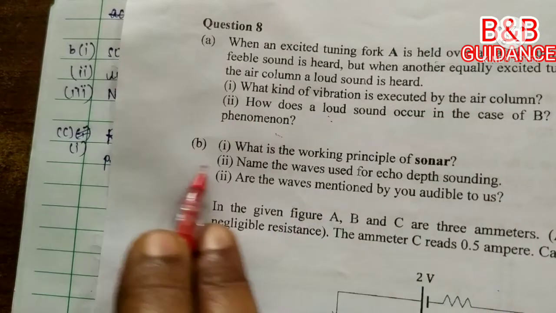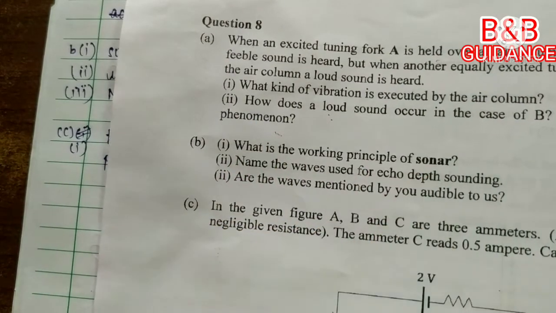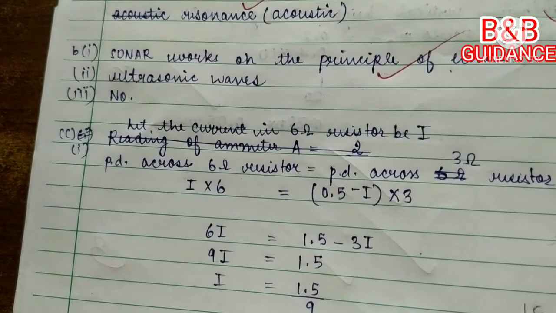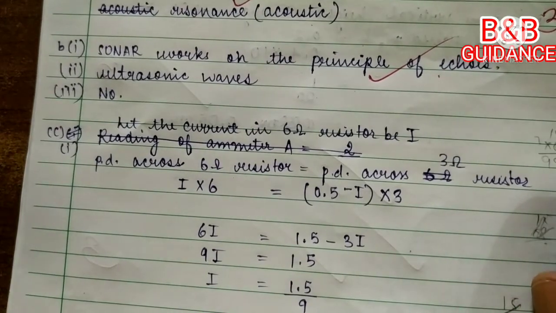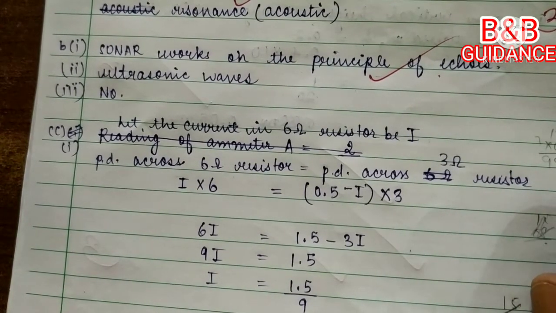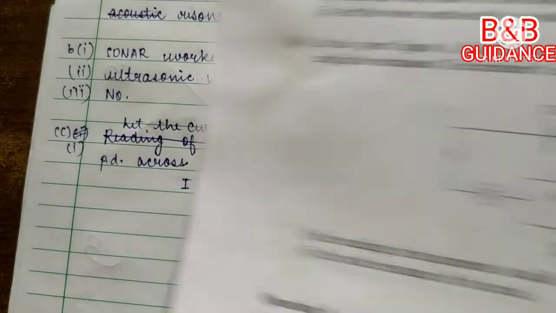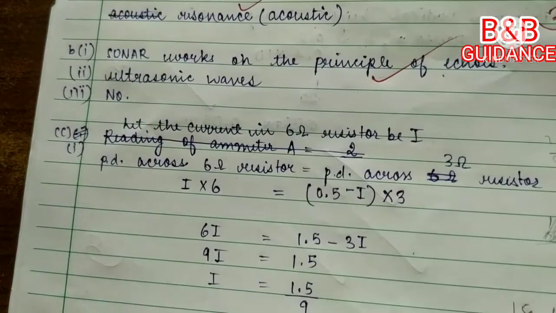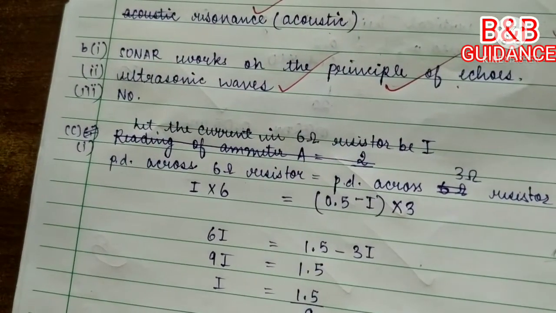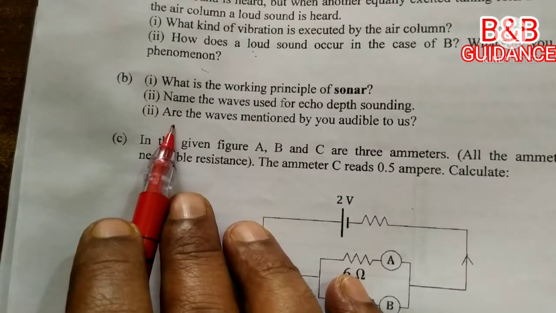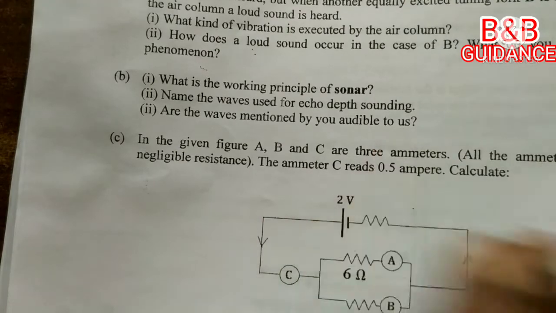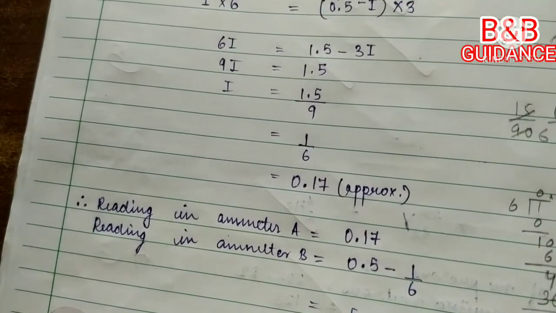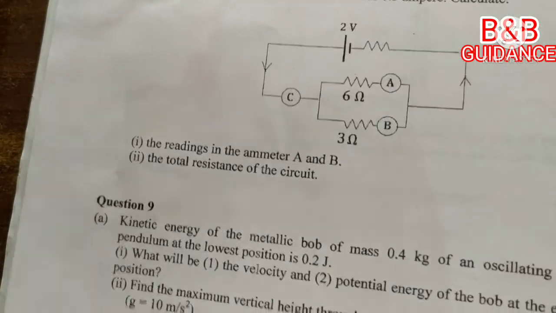Now 8b. What is the working principle of sonar? Sonar works on the principle of echoes. Okay. Or you can write sonar works on the principle of reflection of sound. Name the waves used for echo depth sounding. Ultrasonic waves. Are the waves mentioned by you audible to us? No. Okay. Then, here is the question.